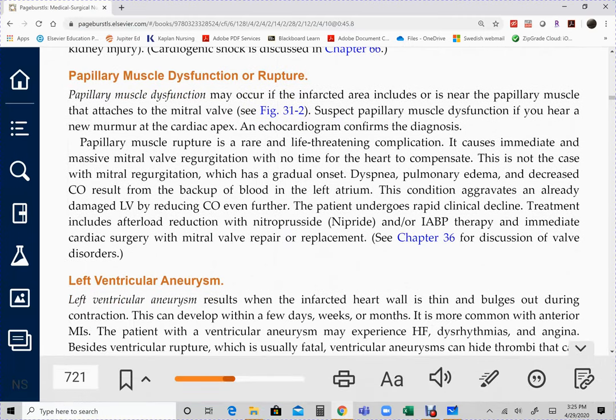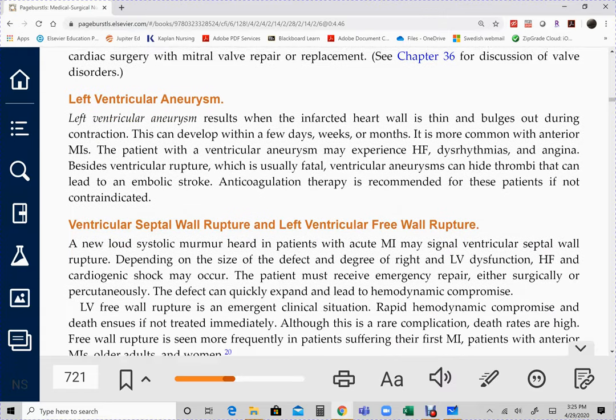Another complication is papillary muscle dysfunction or rupture. This is the muscles, the connective tissues that hold the mitral valve open and close, okay? Meaning these are what's keeping your mitral valve from falling back into the left atrium, okay? So these are the muscles that hold them. They can rupture, and of course, if they rupture, then the mitral valve won't close anymore. It will remain permanently open. And you can just imagine the consequences when that happens. Okay, the patient will result in heart failure.